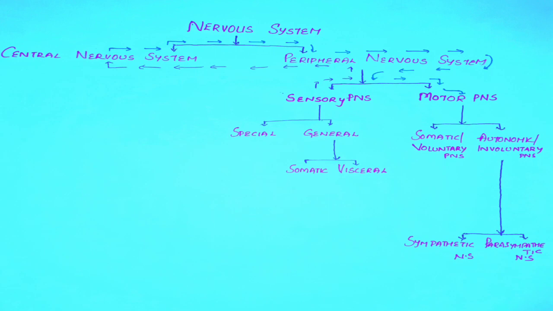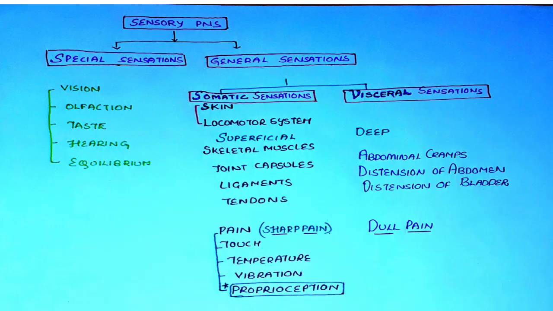Sensory nervous system is again divided into two parts. They are special senses and general senses. Special senses are elicited or initiated from only specialized parts of our body like eyes, ears, tongue and nose, and these are vision, olfaction, taste, hearing and equilibrium. Vision is through eyes, olfaction is through nose, taste is through tongue, and hearing and equilibrium is through ears.